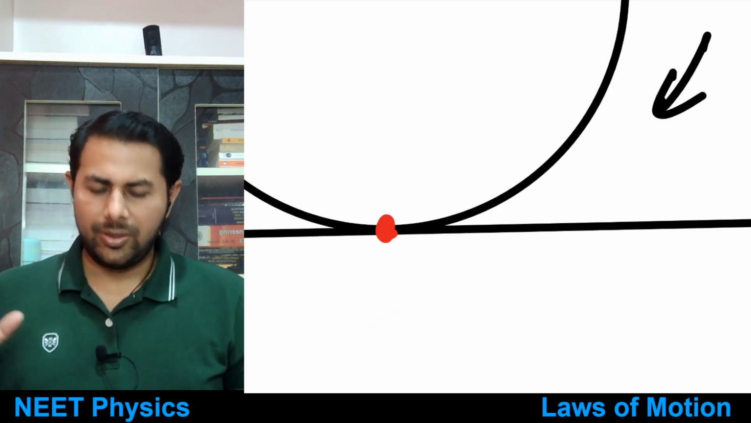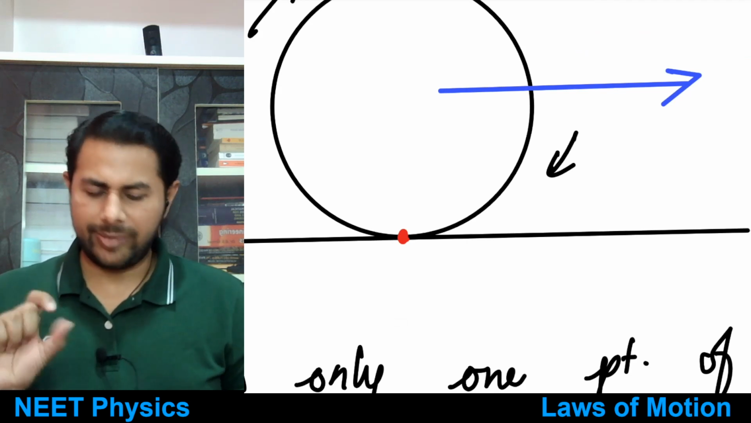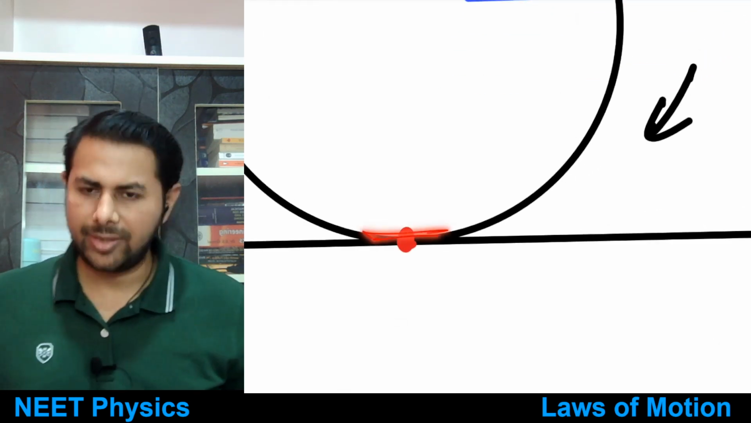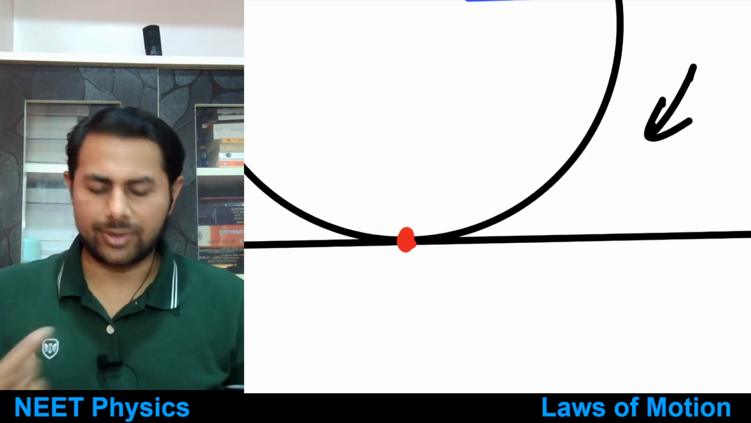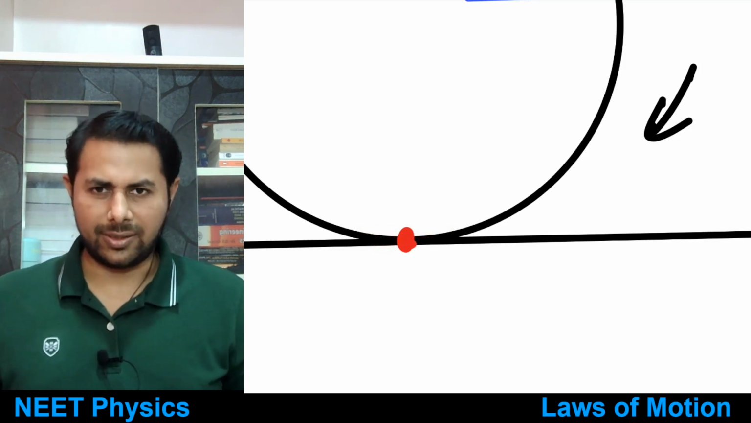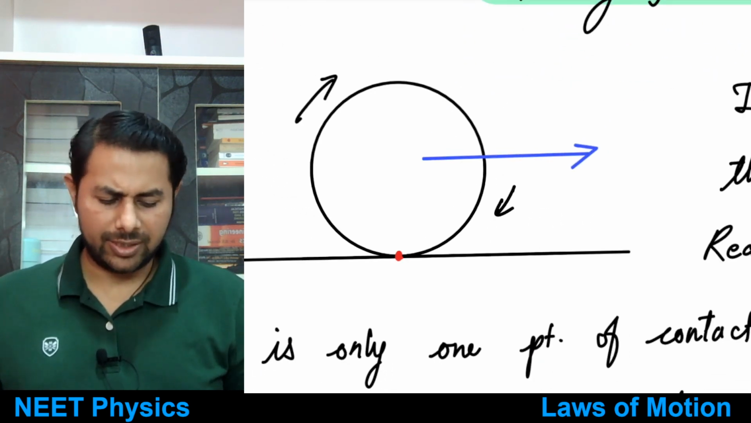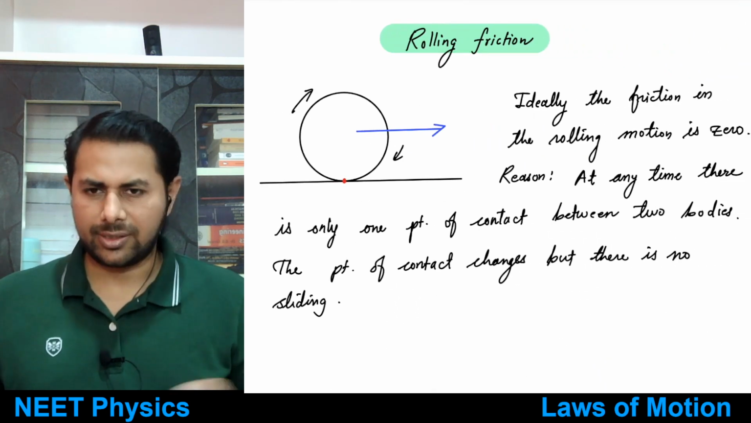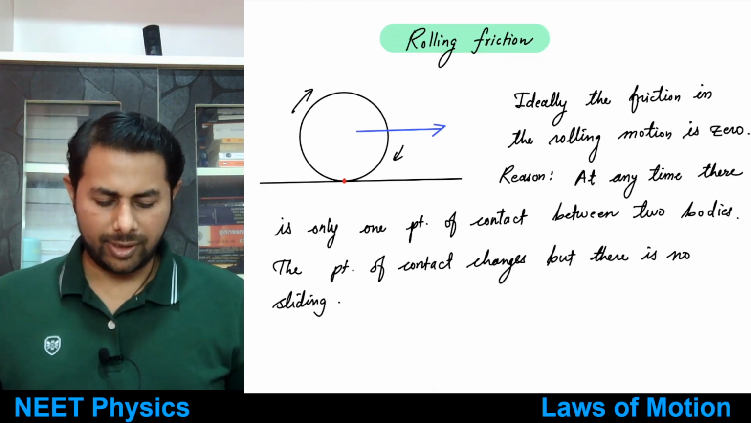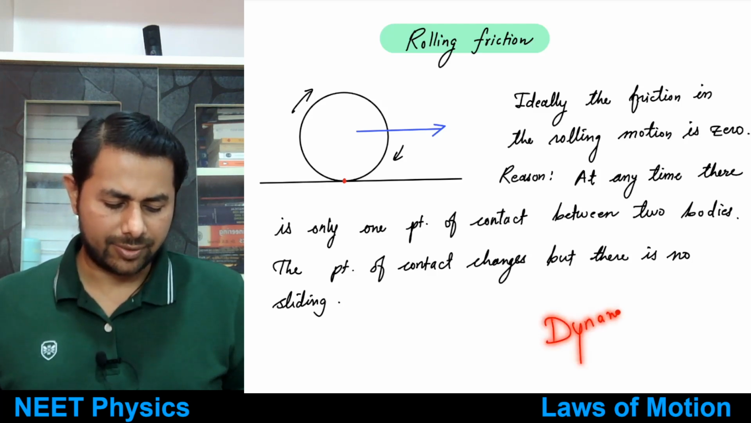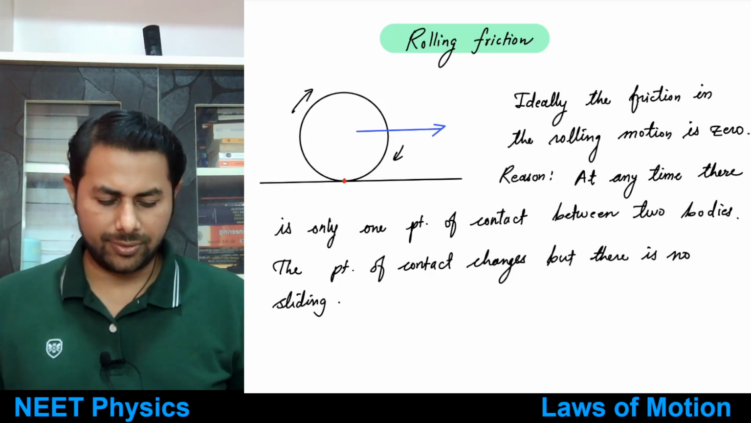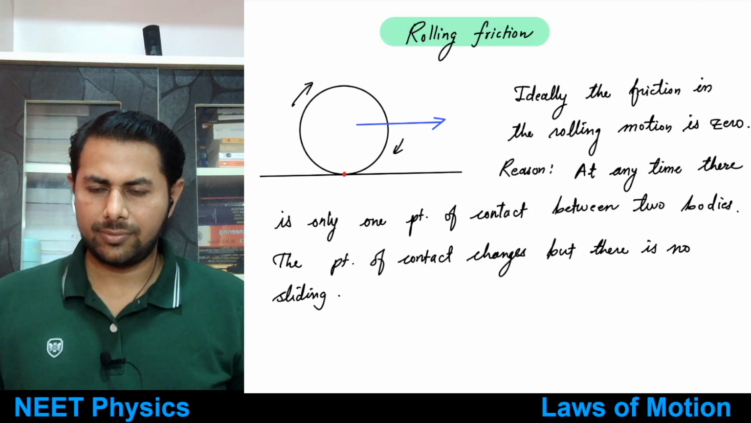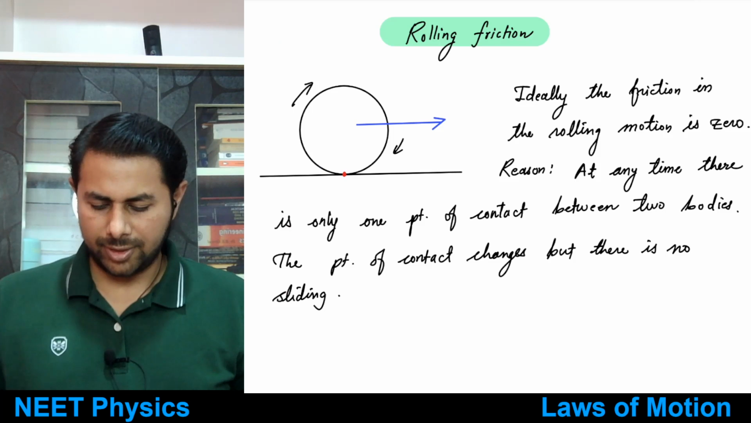But practically, there would be some contact between this one and this one, and there will be some sliding also when one body rolls over another body. That's why there is some friction, but it is always less than the static friction and the kinetic friction. And kinetic friction is also called dynamic friction. So this thing is clear? Yes, no? Right, good.